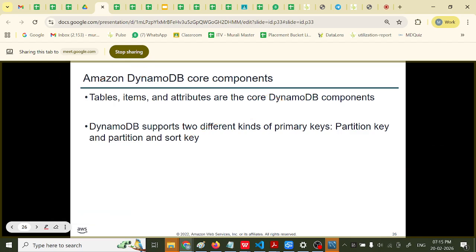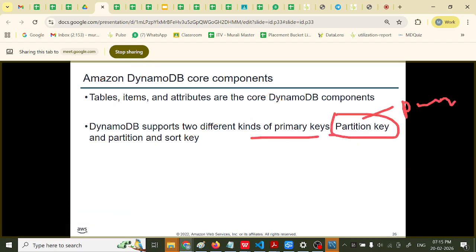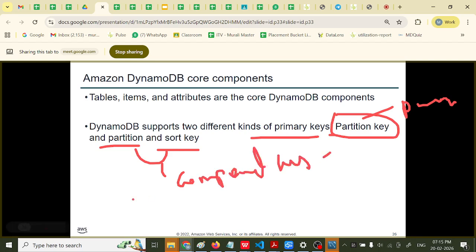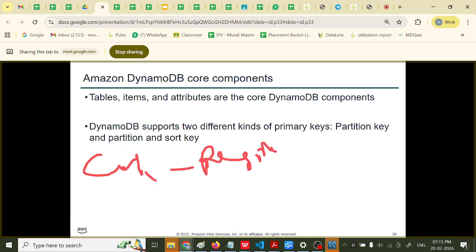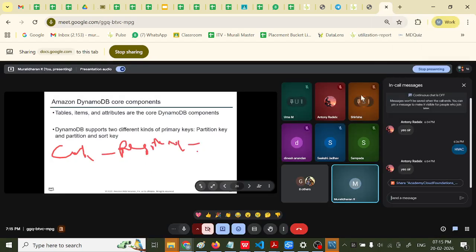Now DynamoDB supports two kinds of primary keys. One is the partition key, which is nothing but the primary key, and the partition key plus sort key, which together are called a compound key. So what does this compound key mean? For example, in your college when you join, what will you have? You will have a register number, correct?